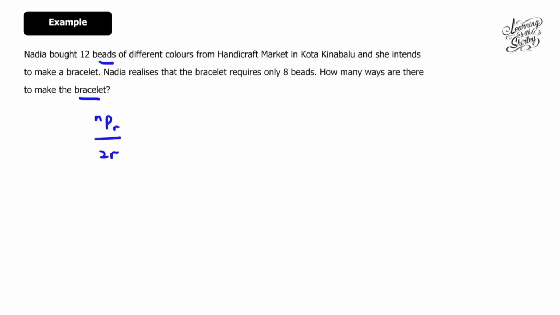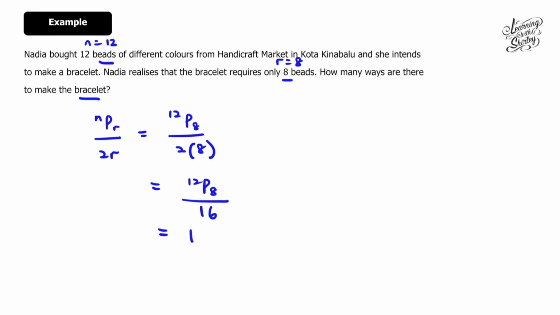Okay, let's look at the question again. 12 beads of different colors means n is equal to 12 and then requires only 8 beads, which means that r is equal to 8. So we're going to sub it into the formula, which is 12P8 over 2 times r, which is 2 times 8. So 12P8, we can use the calculator, and then over 16. And the answer is 1,247,400. And this is the answer.